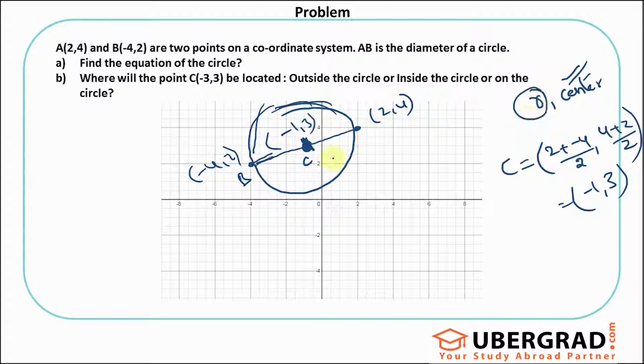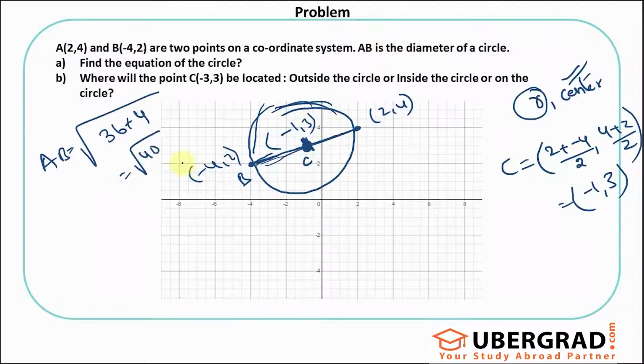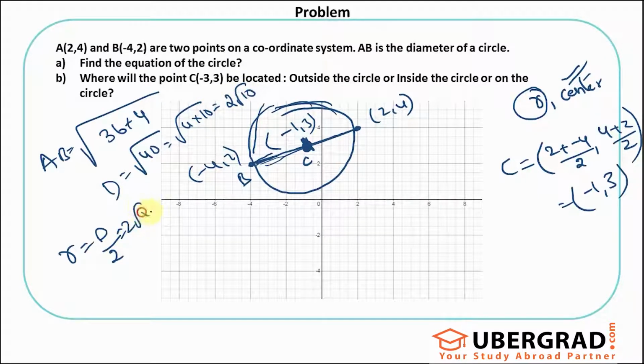Now I also need to know the radius. Radius is basically, find the distance AB, that's the diameter, half of it is the radius. So let's find the distance AB. Square root of (x2 - x1)², so -4 minus 2 is -6, square is 36, plus (y2 - y1)², 2 minus 4 is -2, -2 square is 4, so 36 plus 4 is square root 40. So that's the diameter, right? What is the radius? Radius is diameter by 2. So square root of 40 is square root of 4 into 10, that will turn out to be 2 root 10. So 2 root 10 by 2, they get cancelled out, root 10 is the radius.